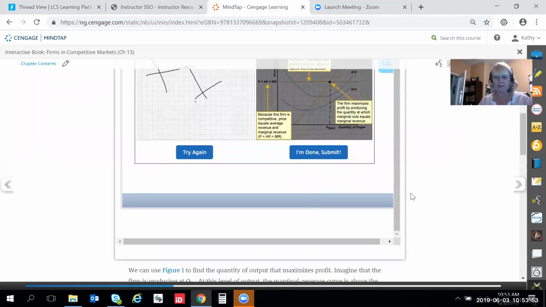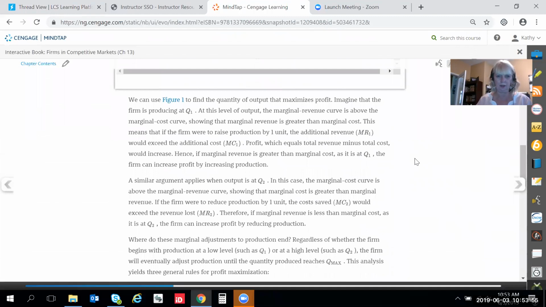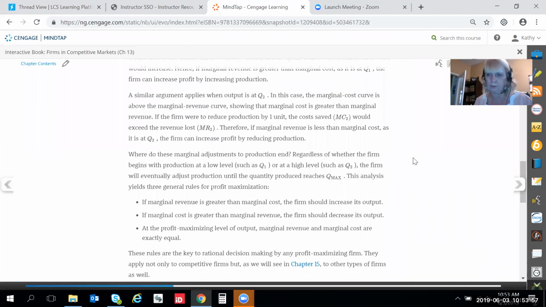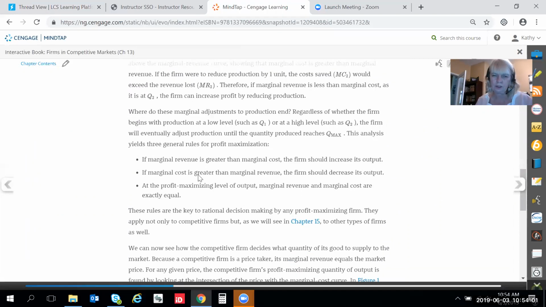But the graph by itself really isn't the whole story. What we need here is the profit maximization rule. Your textbook lists it as 3 general rules for profit maximization, but as you read them, you'll see obviously which one I'm referring to as the profit maximization rule.